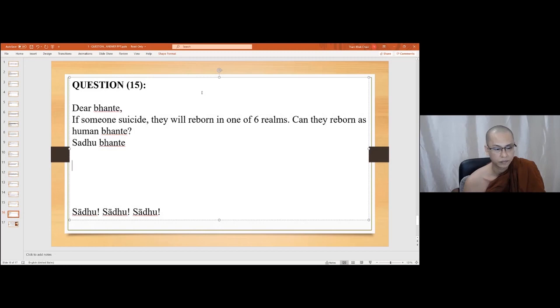If someone commits suicide, they will be reborn in one of the six planes. Can they be reborn as a human being? It is difficult to say, it's not decided. Suicide is not a good action, because we usually do it out of anger or depression, especially under the influence of mental disorders. So it's not easy to be reborn in a blissful plane of existence with that mind.